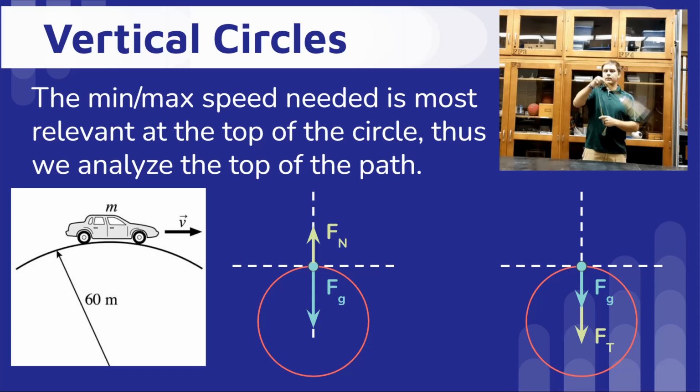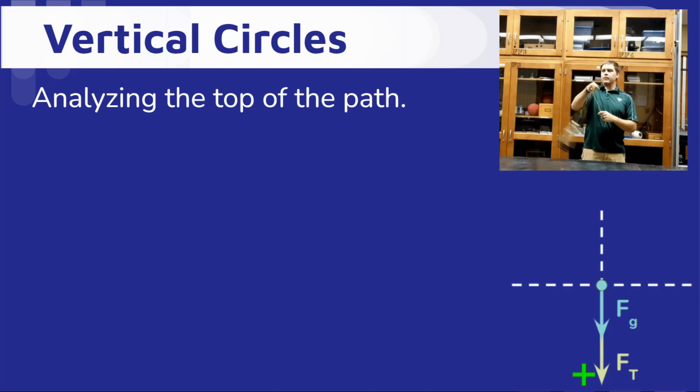Okay, so we have two different ones. Let's just pick one of them to analyze. I'm going to focus on this guy, okay? And I'm going to call this downward direction positive since that's the direction of my net force. It just makes my math easier if my net force is positive. Okay, and so we're going to start by analyzing this.